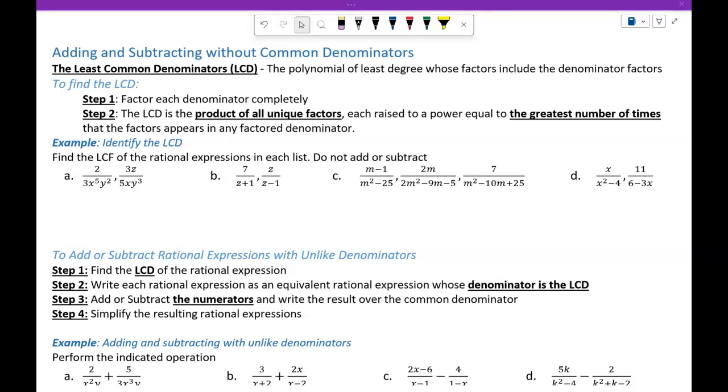Now we're going to take a look at what we have to do if we end up with uncommon denominators, which will happen quite a lot. Just like with simplifying rational expressions, if we need to find a common denominator, the first thing we want to do is factor the denominator completely.